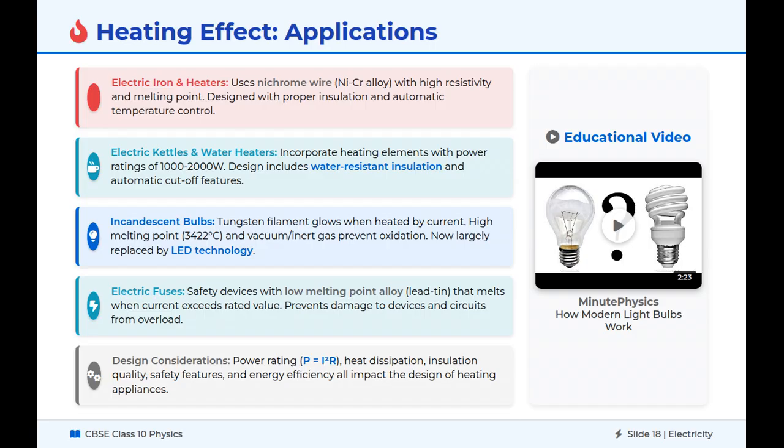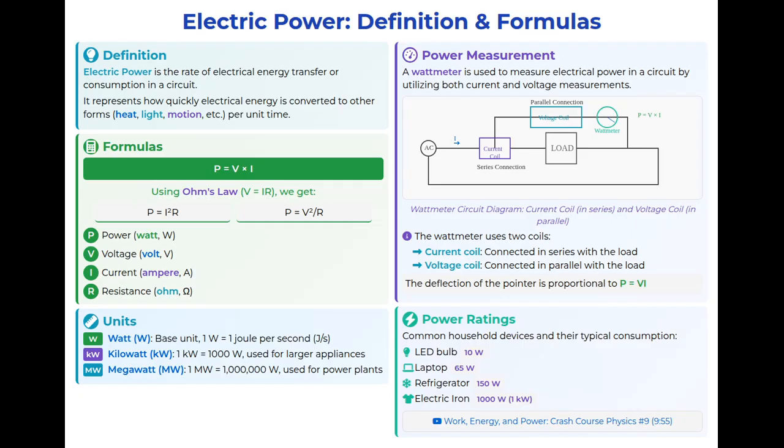In electric heaters and irons, a coil made of a high resistivity alloy like nichrome is used specifically to generate a huge amount of controlled heat. In an incandescent bulb, a tiny thin filament of tungsten is heated so hot that it glows white hot to produce light. And most importantly, this effect is the working principle behind a safety fuse. That's where a special wire with a low melting point just melts and breaks the circuit if the current surges, protecting our valuable appliances and preventing fires.